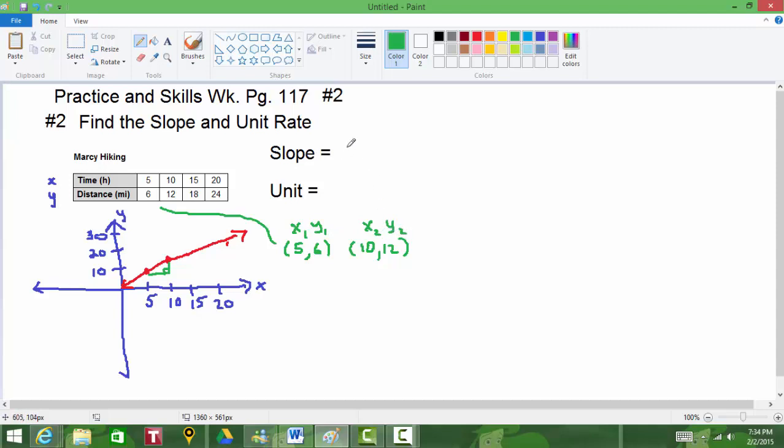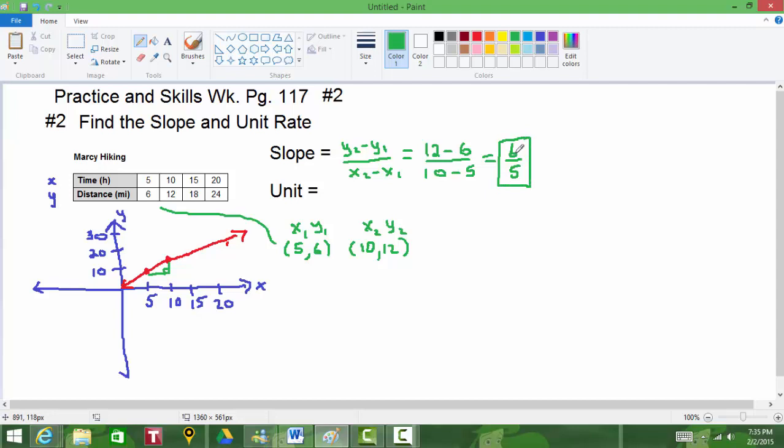I'm going to go over to where it says slope, and write down my formula, y2 minus y1 over x2 minus x1, a formula you should have memorized by now. I'm going to take my y2, which is 12, and my y1, which is 6. x2 is 10, and x1 is 5. So 12 minus 6 is 6, and 10 minus 5 is 5. We end up with a slope of 6/5.